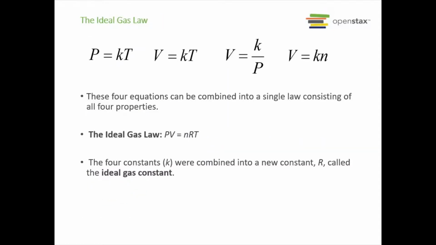So all of these discoveries and these equations were all circling the same thing, and that is called the ideal gas law. We can combine all of them, and what we get is PV equals nRT, or as those of us weirdos call it, PivNert. So all these four K's were combined into a new constant that we call R, the ideal gas constant.